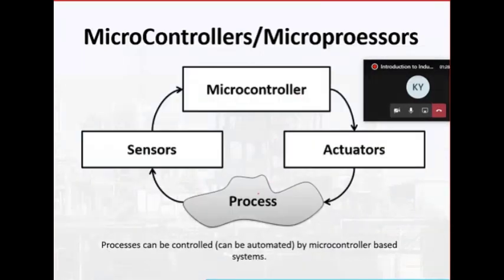So this is how we control a process with a microcontroller, right? This is our process we are going to control using a microcontroller. Internally, we will have a CPU, I told you already, a microprocessor inside. A microcontroller is an integrated circuit with a microprocessor. To get the data from the external environment or from the process, we use sensors. From the sensor, we get the data. The microcontroller gets some data from here.